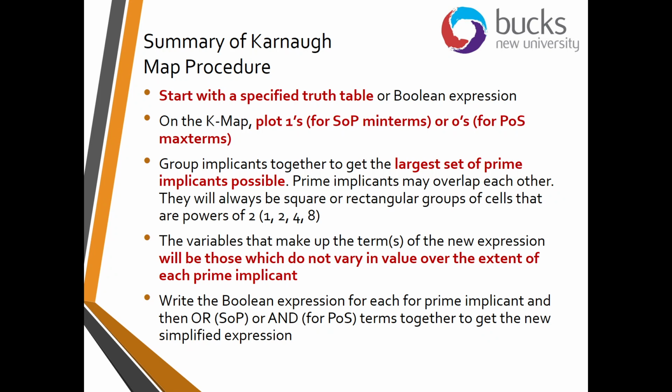Group implicants together to get the largest set of prime implicants that's possible. Prime implicants may overlap each other. It doesn't have to overlap, but they may. They will always be square or rectangular groups of cells, and remember, it has to be powers of 2: 1, 2, 4, 8, and so on. The variables that make up the terms of the new expression will be those which do not vary, so do not change in value over the extent of each prime implicant group. You then write the Boolean expression out again for each prime implicant, and then OR for SOP or AND for POS together to get the new simplified expression.